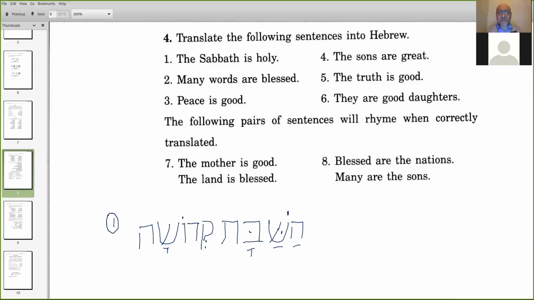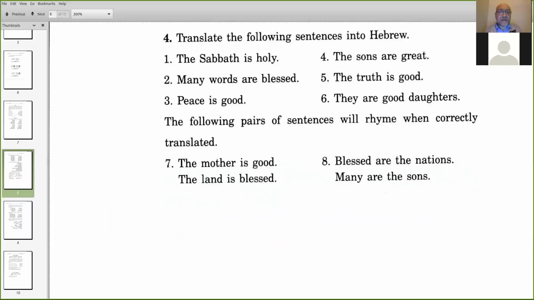So I hope that was explanatory enough. So let's look down at number two and see what we can come up with. We have "many words are blessed." Well, we know that davar is masculine. So that's the word for words is davar. But notice that it's plural. So we are going to be using the plural form of davar, and it's going to be devarim.